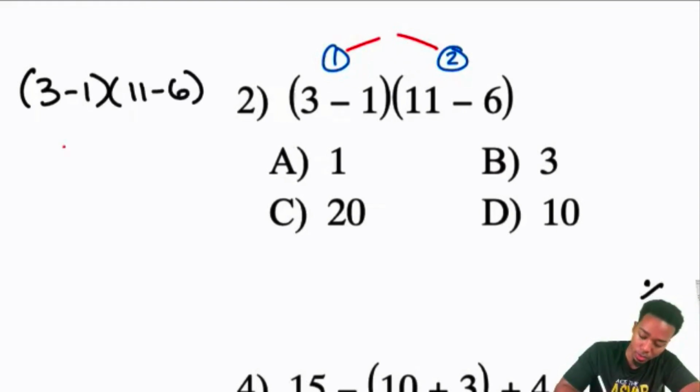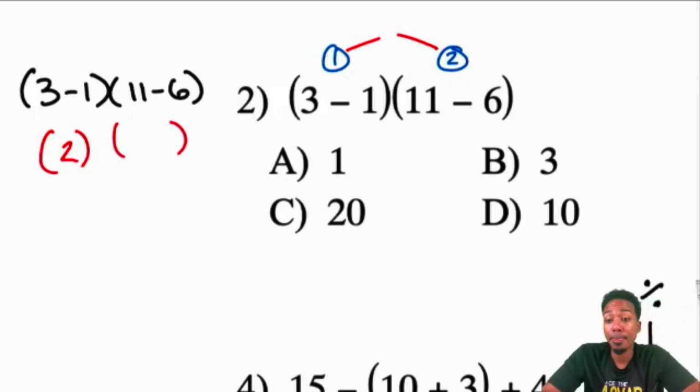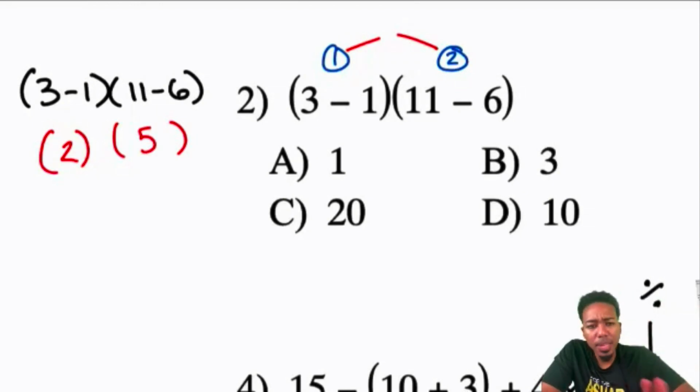Exactly, that's going to give us 2. Everybody, 11 minus 6, that's going to give us what? 11 minus 6 is going to give us 5. That's right. And so everybody, this is not a trick question. This is a legit question that you're going to have to know for the ASVAB, everybody.